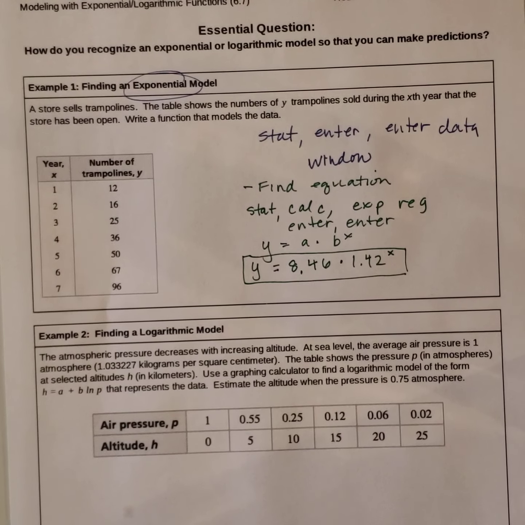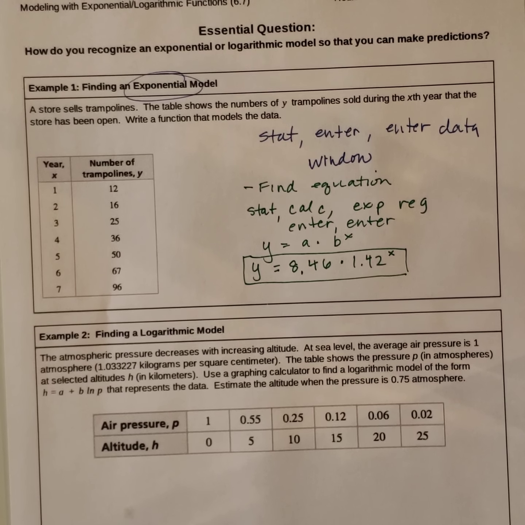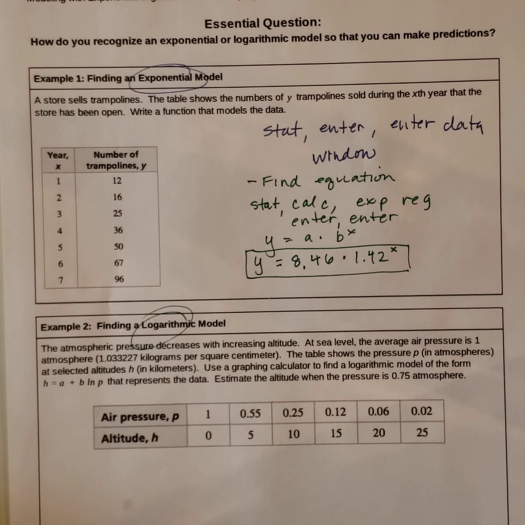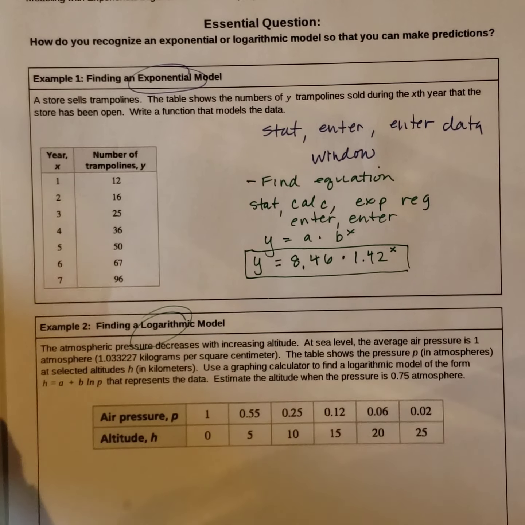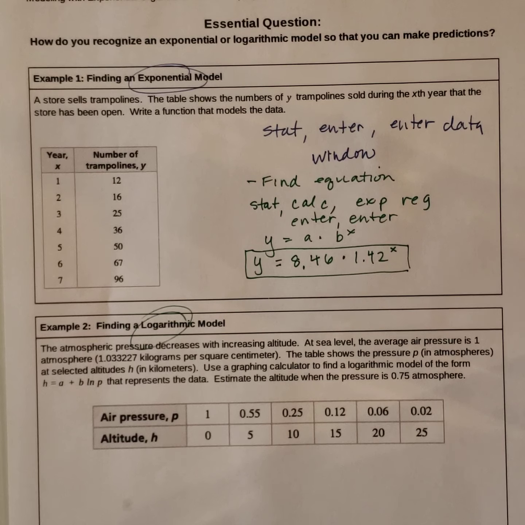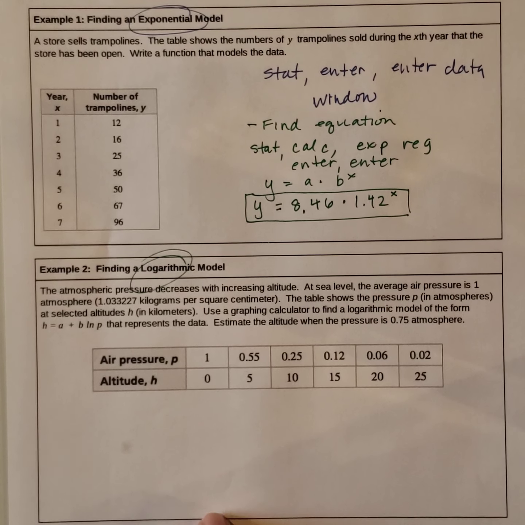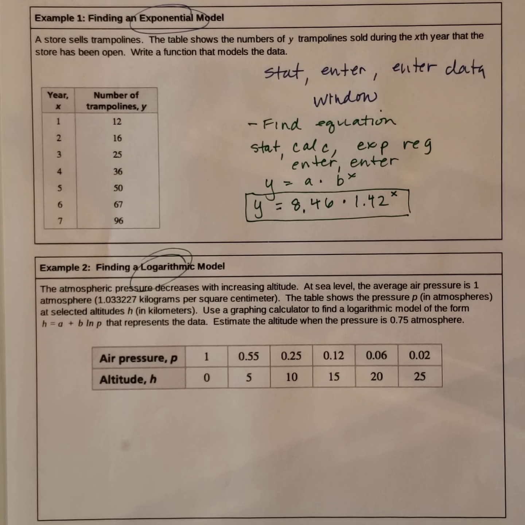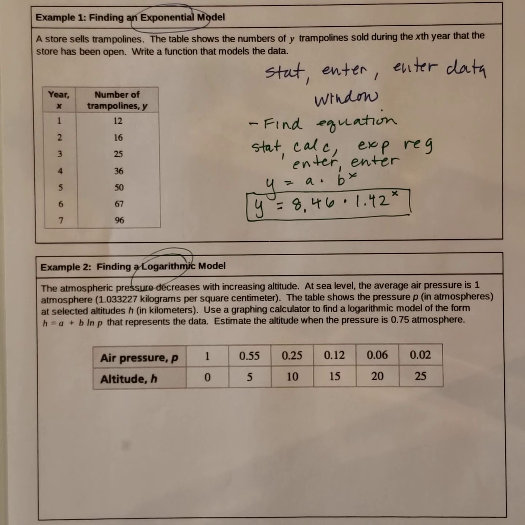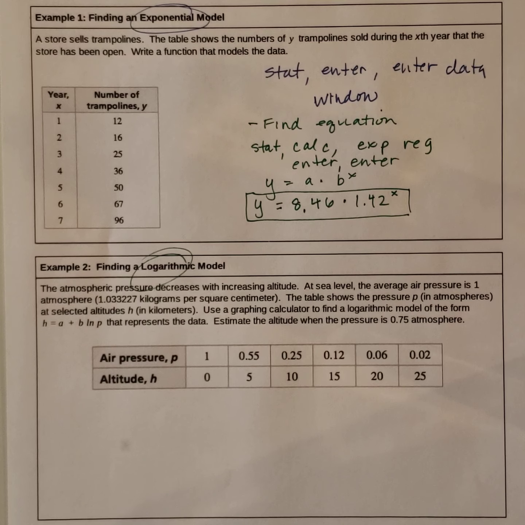Example 2, finding a logarithmic model. So we need to do something a little bit different here. This one's asking us to find a logarithmic model. The atmospheric pressure decreases with increasing altitude. At sea level, the average air pressure is 1 atmosphere, which is 1.033227 kilograms per square centimeter. The table shows the pressure P in atmospheres at selected altitudes in kilometers. Use a graphing calculator to find a logarithmic model of the form H equals A plus B times the natural log of P that represents the data. Estimate the altitude when the pressure is 0.75 atmosphere.